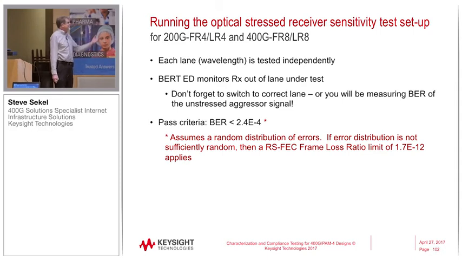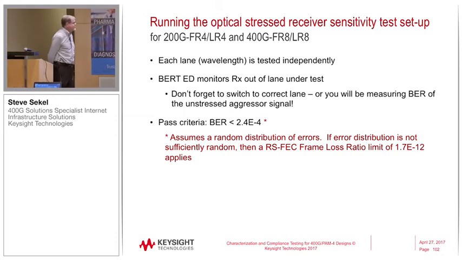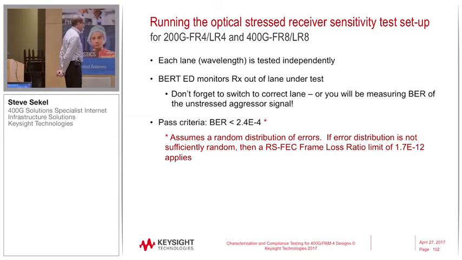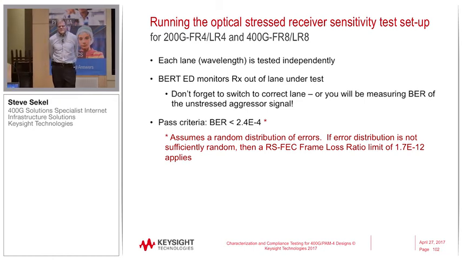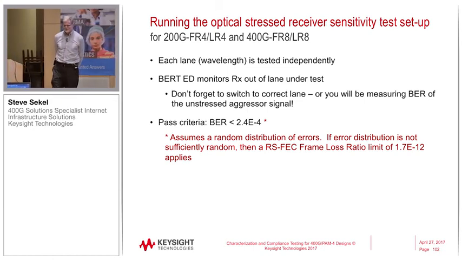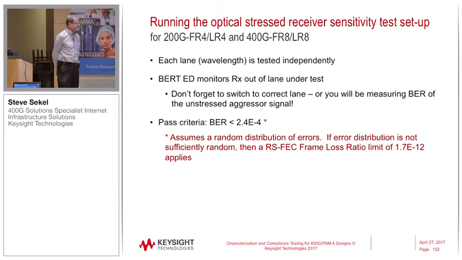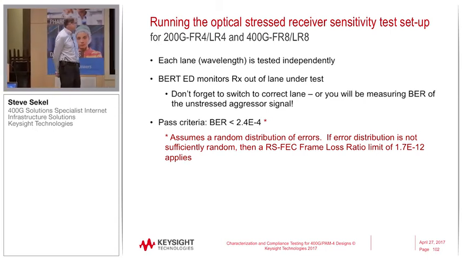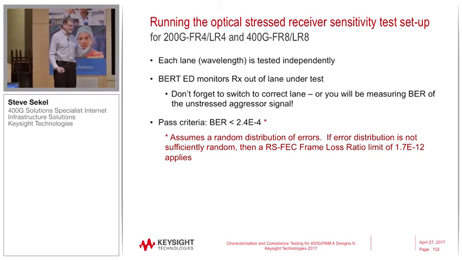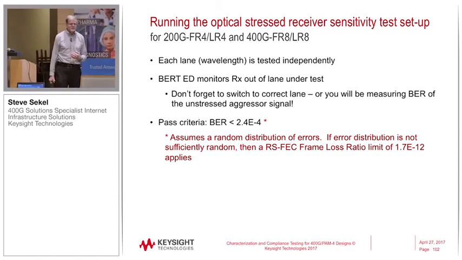Okay. Pass criteria. Now this is kind of funny. Pass criteria is a BER number that we measure with a BERT, and it's 2.4 e to the minus 4, but it assumes a more or less random distribution of errors. So if there's something going on that clusters all the errors together in one frame that would cause the Reed-Solomon to fail, then the standard requires you to do a frame loss measurement computation, and that's quite a bit more complicated.